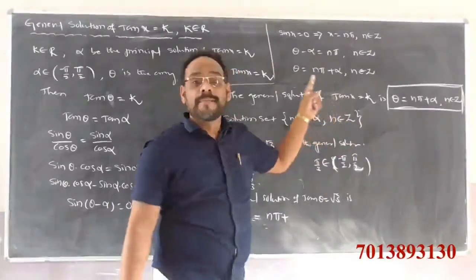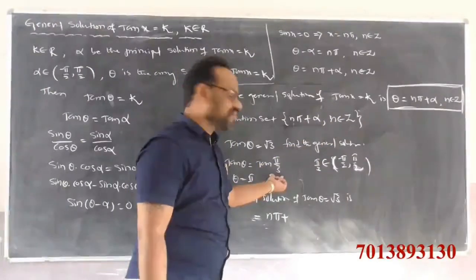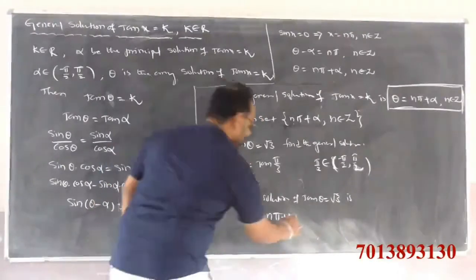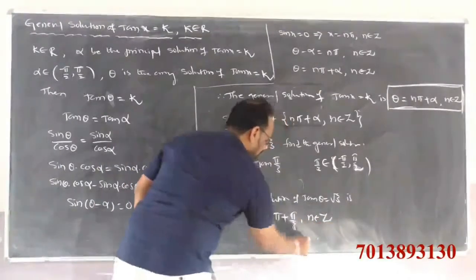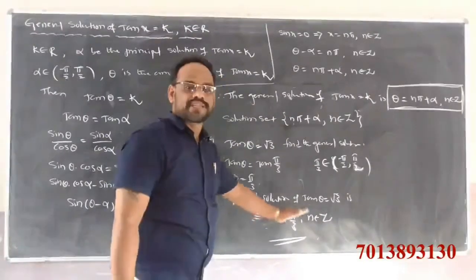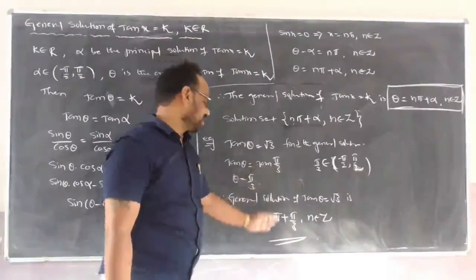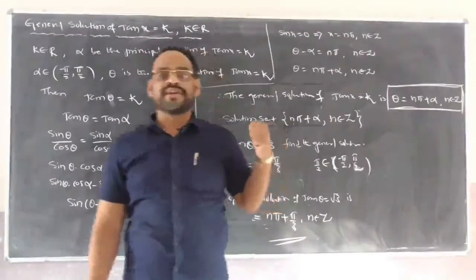Alpha is the principal solution of the given trigonometric equation. Here the alpha value is pi by 3, the principal solution of the given trigonometric equation. Clearly, n belongs to the integers. This is the general solution: n pi plus pi by 3 is the general solution of the given trigonometric equation.